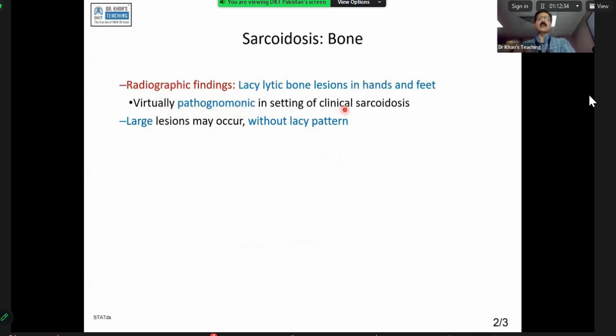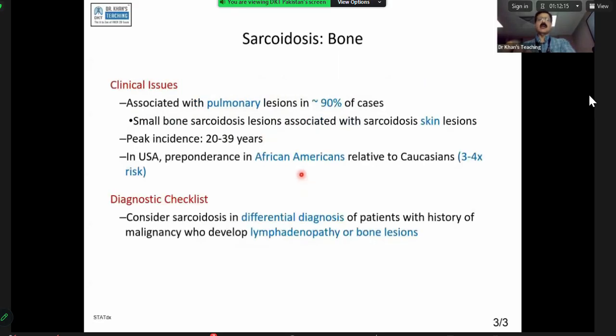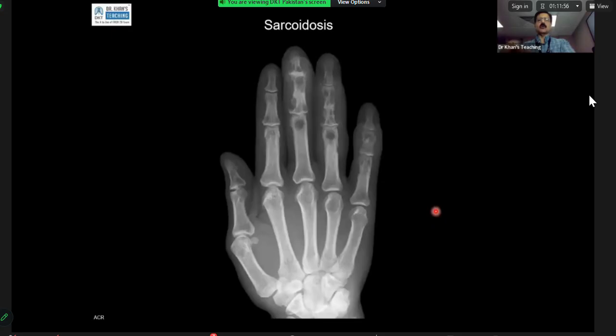Virtually pathognomonic in the setting of clinical sarcoidosis, lacy lytic bone lesion. Virtually pathognomonic. So this word should be in your vocabulary when you want to be very emphatic. Sir, this is pathognomonic for sarcoidosis, or it is classical for sarcoidosis. Stay firm there. Clinically associated with pulmonary lesions in 90% of cases. So they might show you some X-ray and a plain film as a long case. Small bone sarcoidosis is associated with skin lesions. So remember that a soft tissue component can be there.